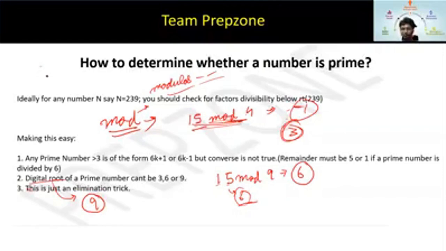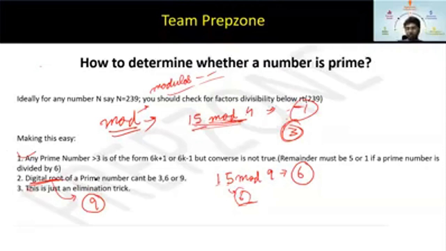Arpit, you asked me to repeat the first part and the second part. Okay, Arpit. The second part is I talked about digital root. What is the digital root or digital sum? So digital root or digital sum is nothing but the sum of the digits. I hope this is clear, Arpit.